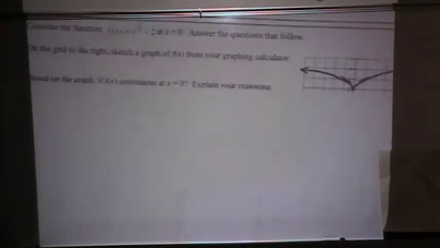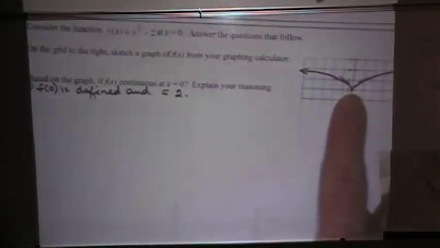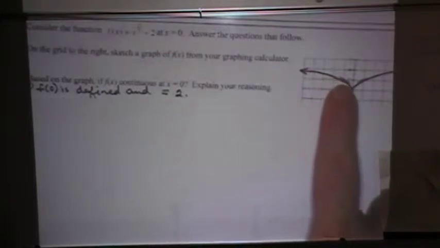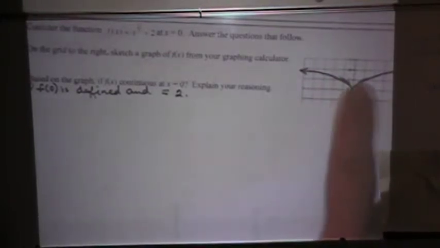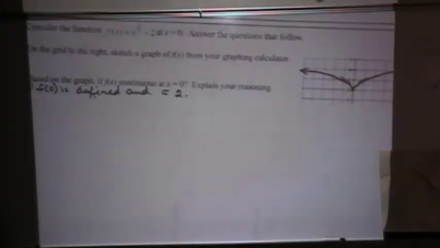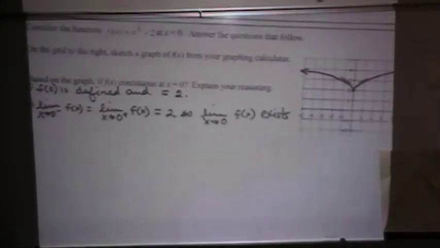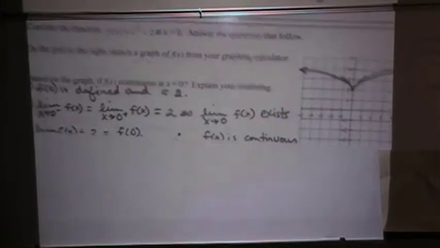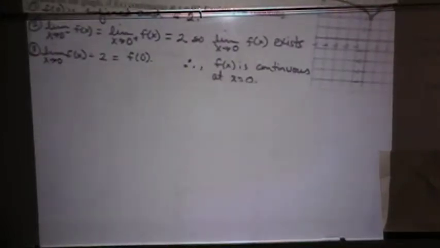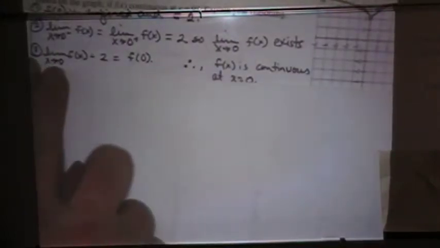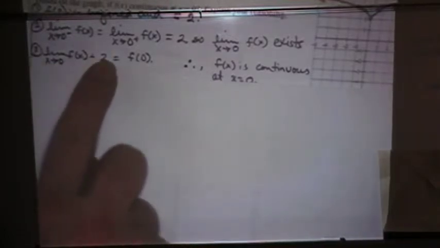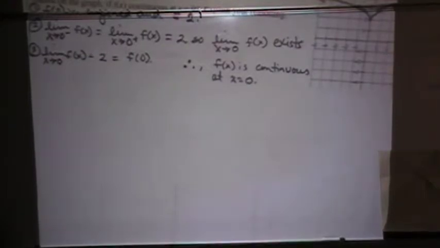First of all, f of 0 exists. It is defined at 2. Then we define the left-hand limit. As x approaches 0 from the left, it equals 2. As x approaches 0 from the right, it equals 2. So the left and right-hand limits are equal. That means the overall limit exists and equals 2. And then the last part of the definition is that the limit as we approach 0 has to equal the defined point of 2, which it does. So f of x is continuous.